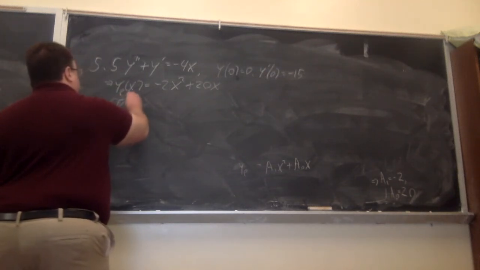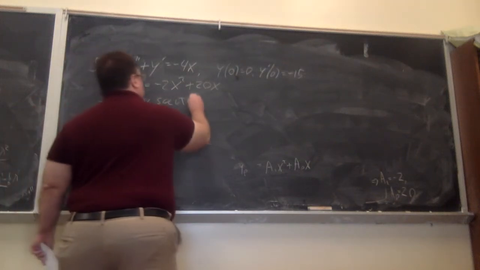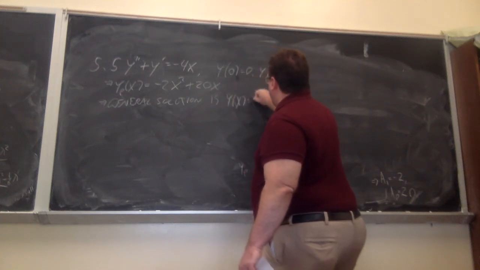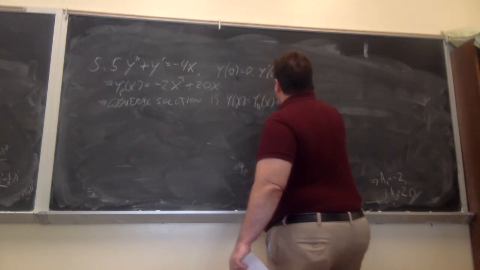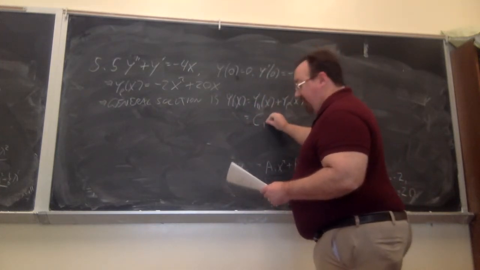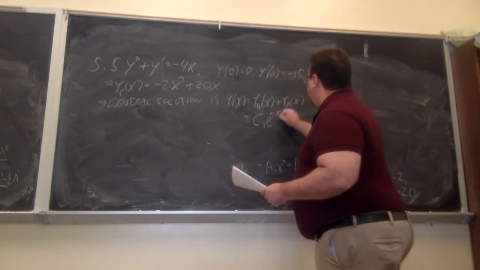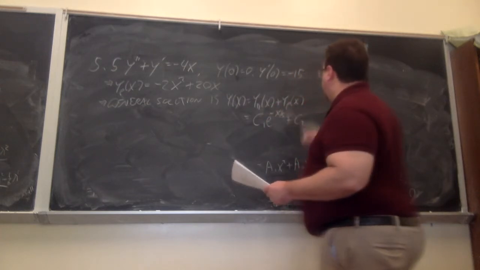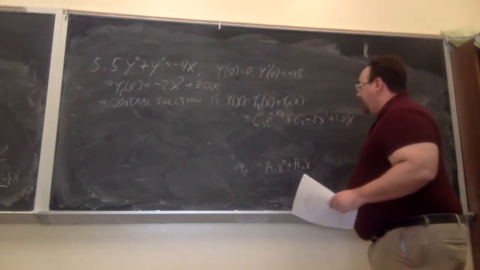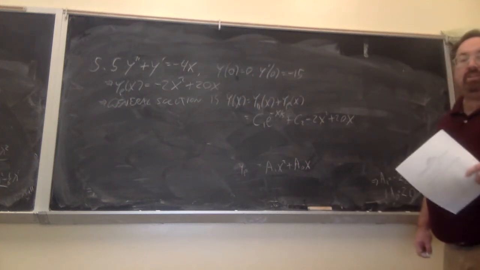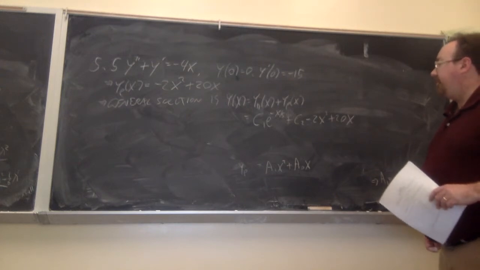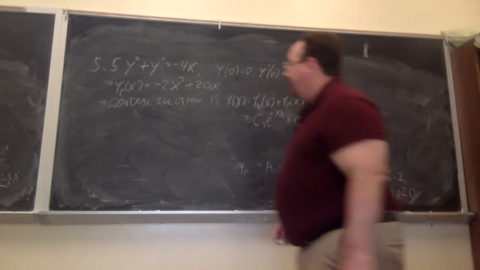Therefore, the general solution is y of x, which is equal to the homogeneous solution, which I wrote down earlier and then erased, plus the particular solution. So the homogeneous solution is C1 e to the minus x over 5 plus C2. That's the homogeneous solution. And then I fill in this particular solution, minus 2x squared plus 20x. So what's left is we need to use the initial conditions to get the values of C1 and C2.